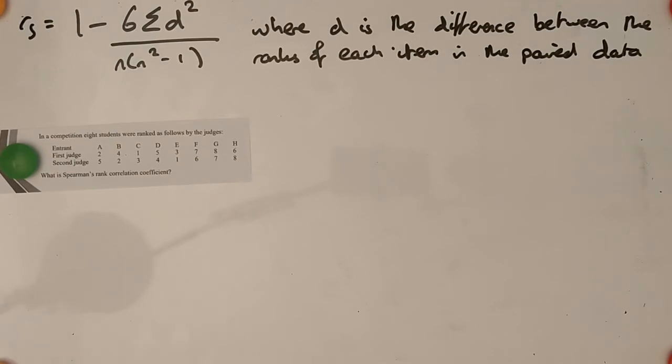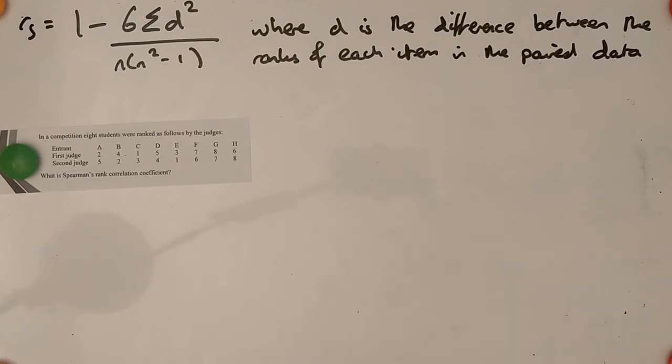So we've got entrants A to H, first judge and second judge. What is Spearman's rank correlation coefficient? If rs equals 1, it means that the two judges are in perfect agreement. rs equals -1, perfect disagreement. rs equals 0, they're just randomly choosing. So I need to work out what d is.